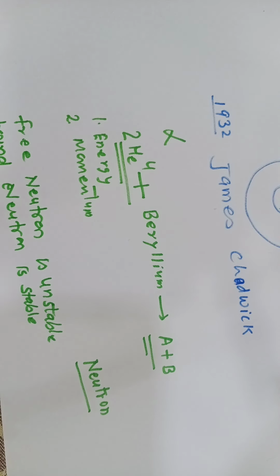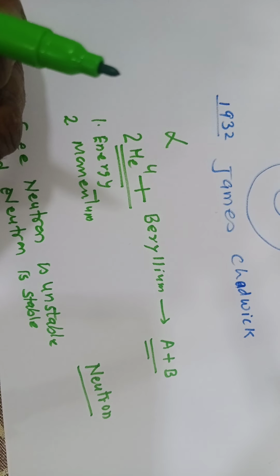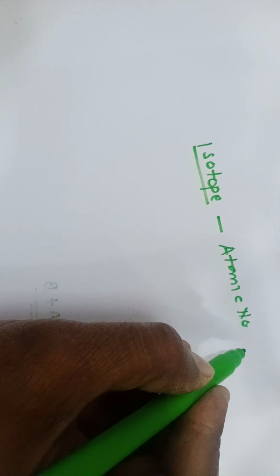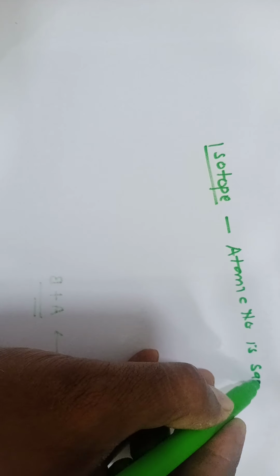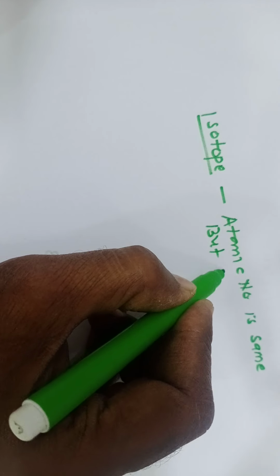Then we have three basic definitions. One is isotope. Isotope means the atomic number is the same, but the mass number is different.